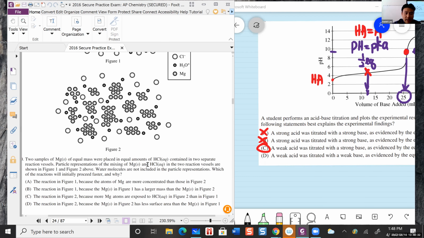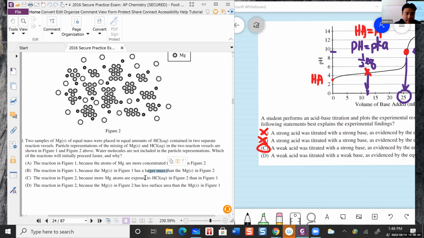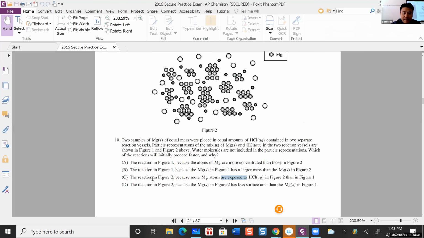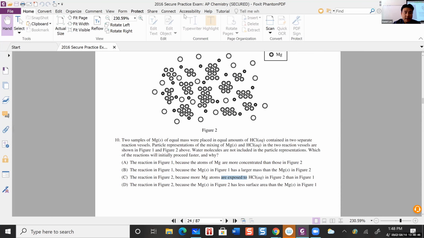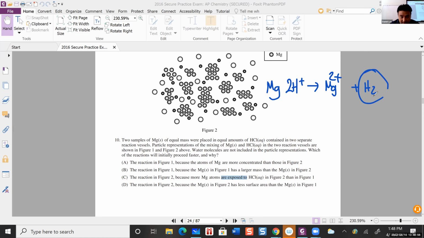All right, next one is number 10. If you look at number 10, you have two samples of magnesium of equal mass reacting with HCl. So this is a single displacement. You're putting magnesium with acid, single displacement. So you're going to get magnesium chloride and bubbles of hydrogen gas. You've seen the single displacement before, bubbles of hydrogen will pop out.